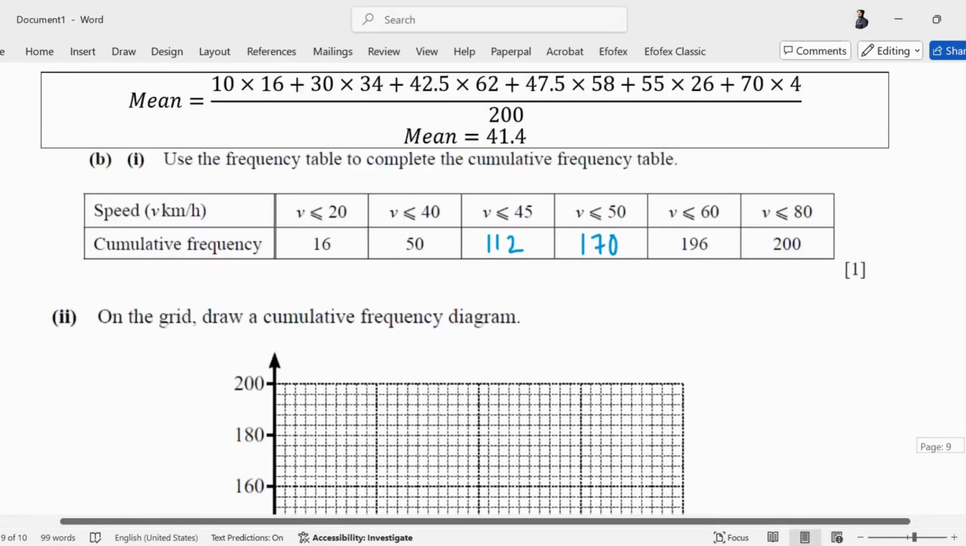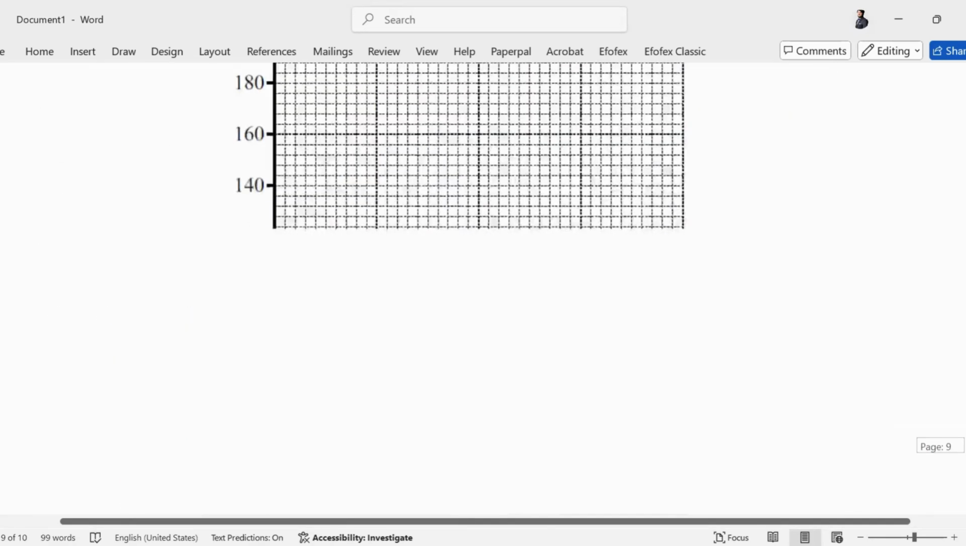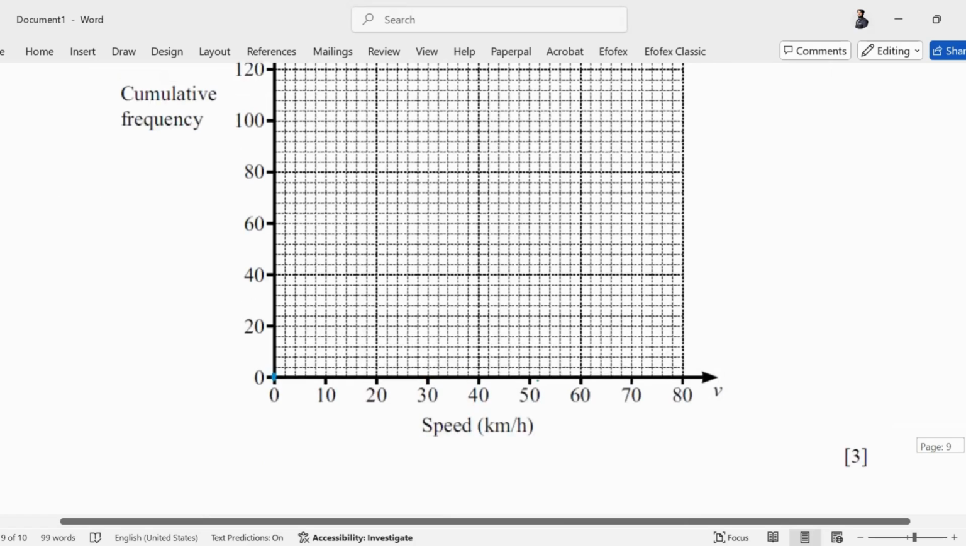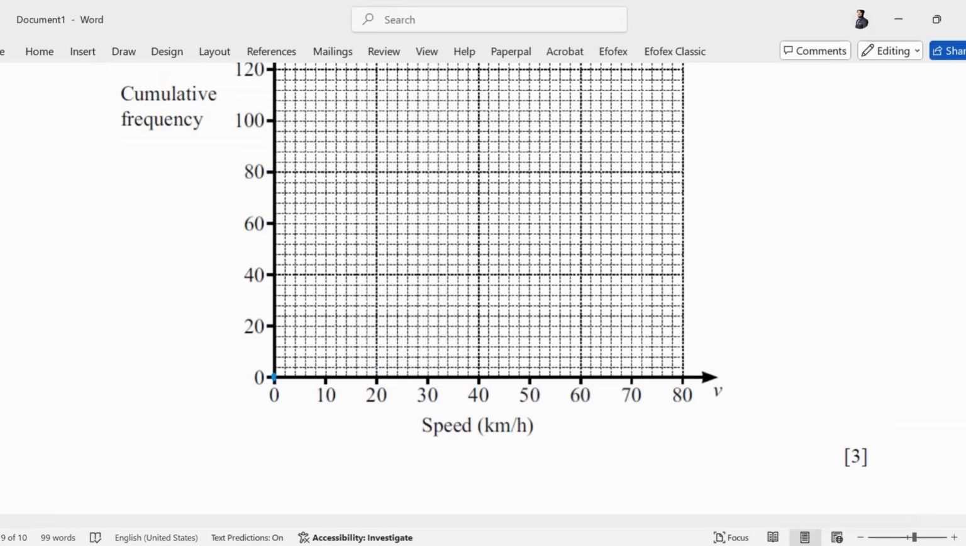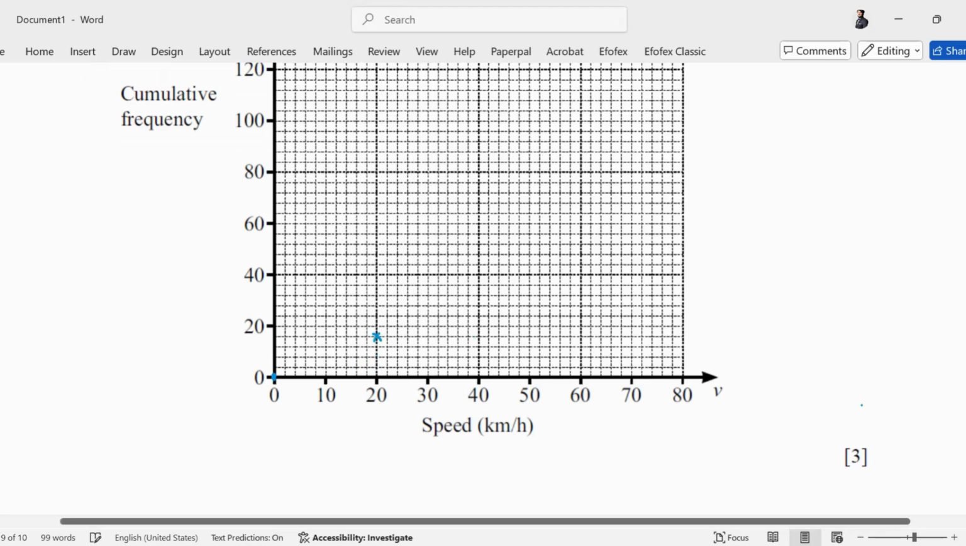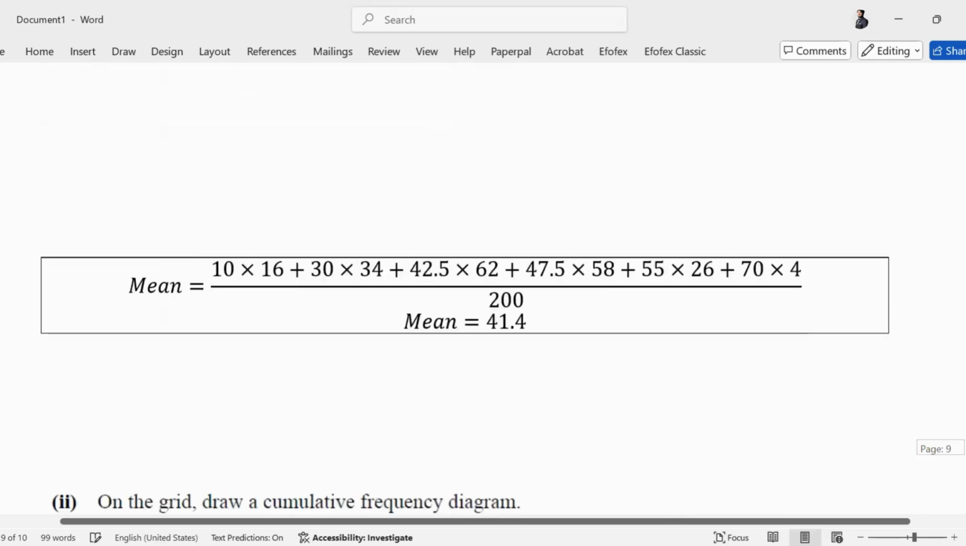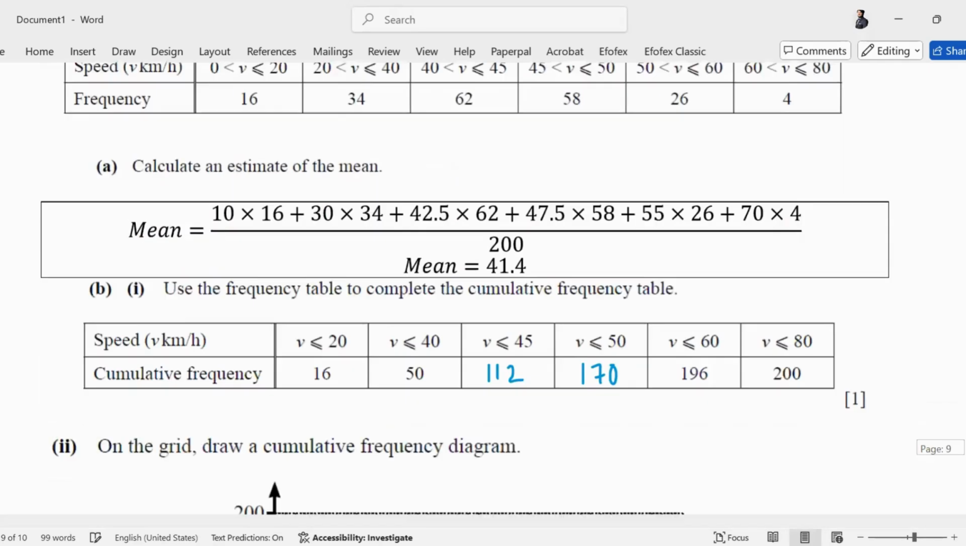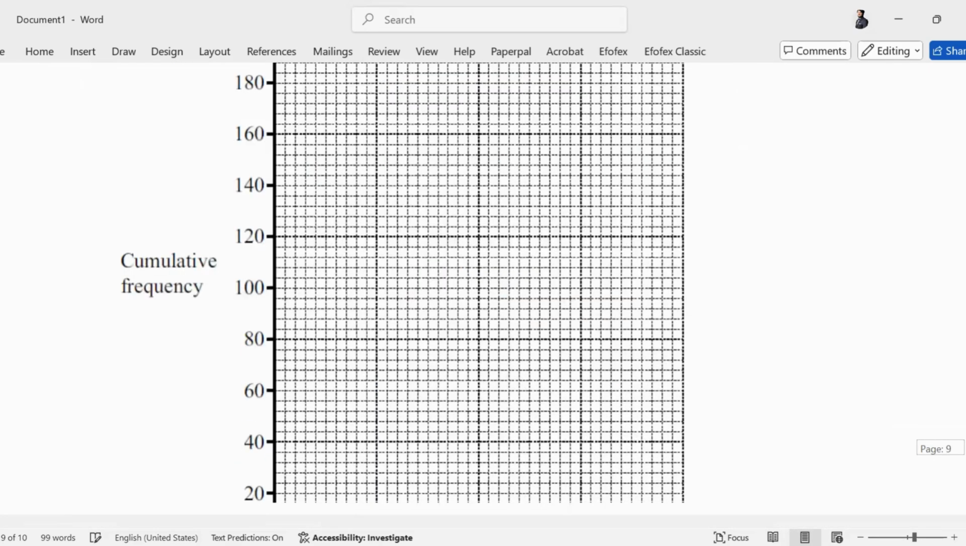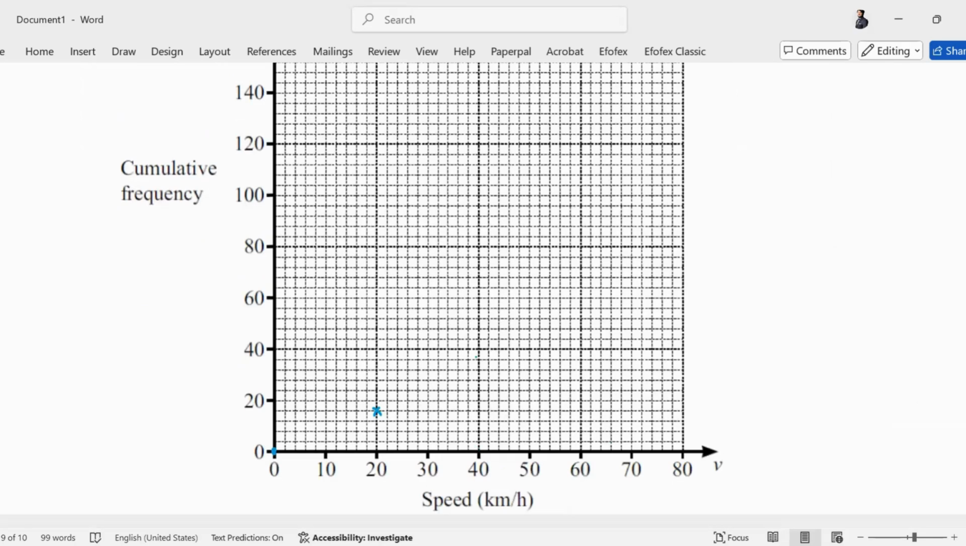Now, next is for the speed of 20, the cumulative frequency is 16. One of the blocks, 40 divided by 10, one of the blocks is 4: 4, 8, 12, and 16. You can use crosses or dots, both are acceptable. And then for the speed of 40, the cumulative frequency is 50. So for 40, it is 44, 48, and just in the middle.